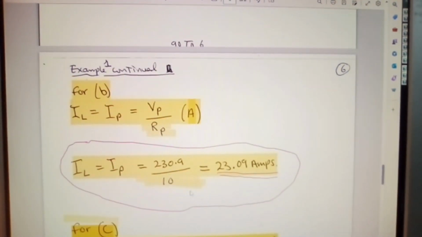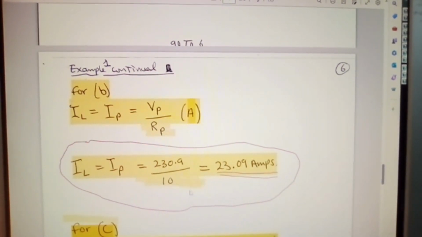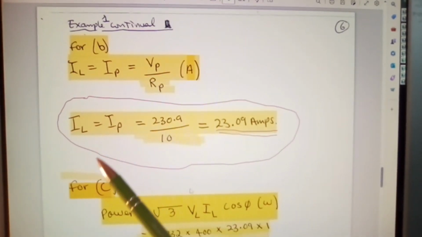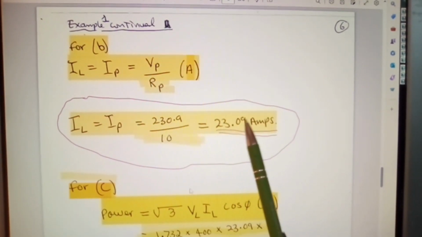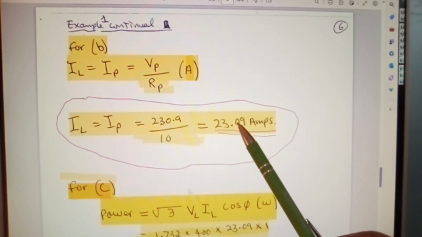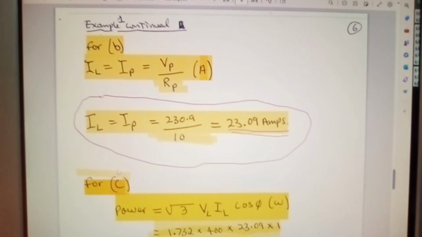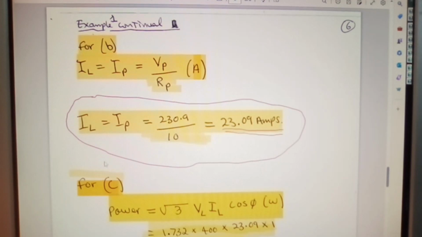And here we have for B. For B, IL equals IP equals VP over RP. And the A simply means amps, to remind me of the units. IL equals IP equals 230.9 over 10 equals 23.09 amps. Now, I tended to ignore the 0.09 at one stage, but I found that when you come to do the calculations further on, it matters. So make sure you get it as accurate as you can.